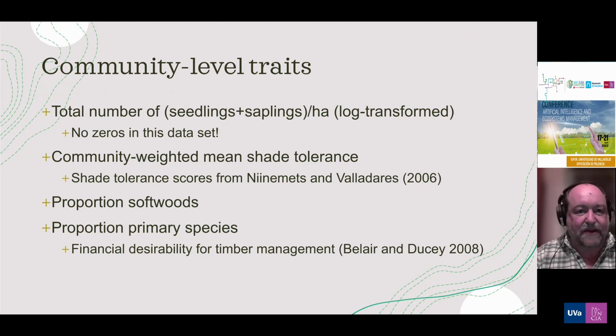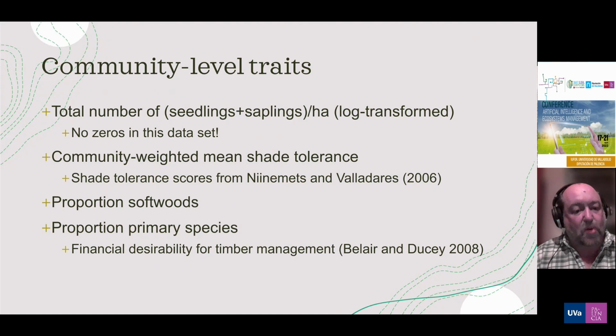The second attribute that I want to model is the community-weighted mean shade tolerance. We have a wide range in shade tolerance in the species mix, from aspen, which is very intolerant, to spruce and hemlock and sugar maple and beech, which are very shade tolerant. What I'm modeling here is simply the weighted average across the community assemblage in the understory. And that's using shade tolerance scores from Niinemets and Valladares. A 1 is very intolerant, a 5 is very tolerant.